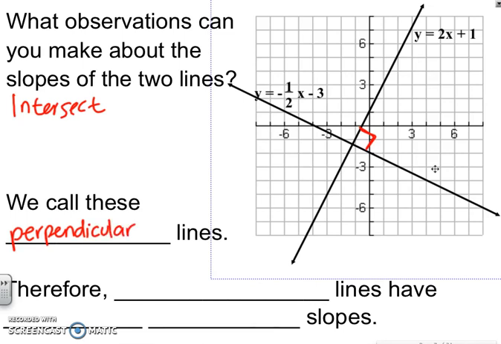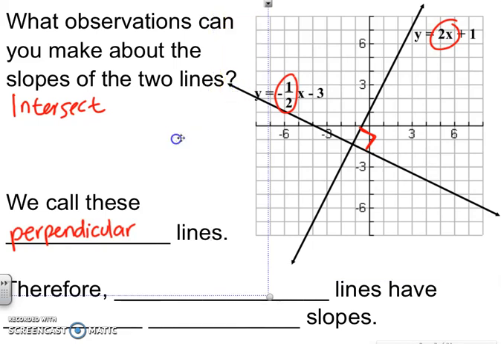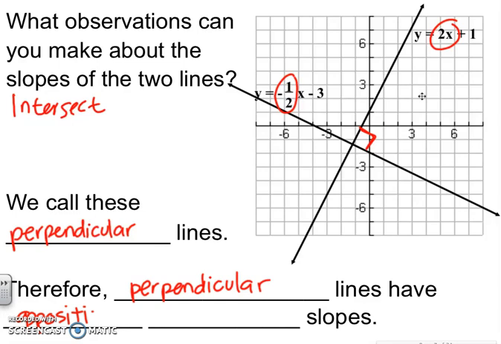What we notice about the slope of perpendicular lines, let's look at these. I've got a negative 1/2 and a 2. So one is positive and one is negative, so that they can intersect. And there's also something cool about the fraction. Obviously it's a flipped fraction. So therefore, perpendicular lines have opposite reciprocal slopes.